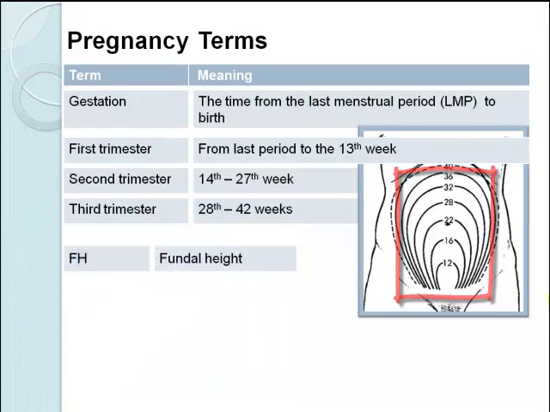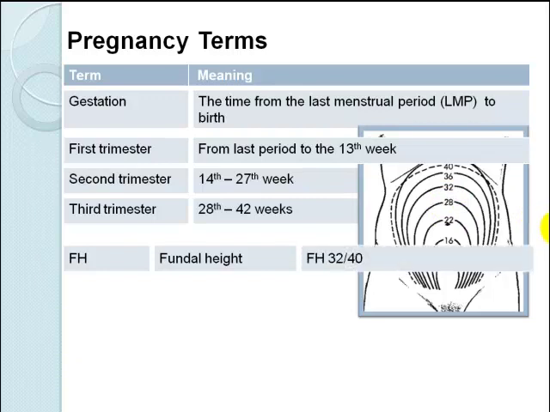The term FH stands for fundal height, and this is the measurement taken from the pubic bone to the top of the uterus. This would be from approximately down here to the top of the tummy. So at 28 weeks, they'd measure from the pubic bone up to approximately there, which is where the top of the uterus would be. Conveniently, the uterus grows approximately 1 centimetre per week. So if you had an FH of 32 over 40, the 32 relates to the 32 weeks pregnancy, which would be about 32 centimetres in length over the 40 weeks.